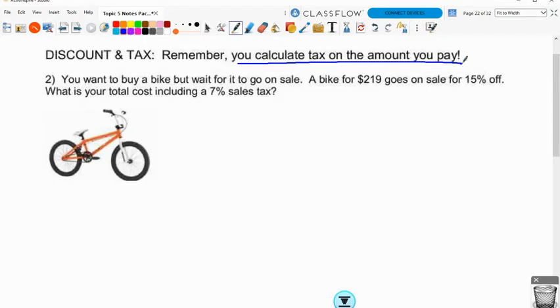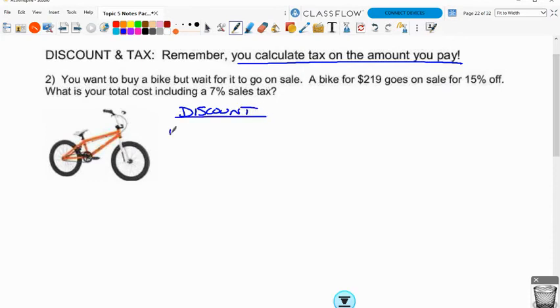All right, so in example 2, you want to buy a bike, but you wait for it to go on sale. A bike for $219 goes on sale for 15% off. We want to know, what is your total cost going to be, including a 7% sales tax? Okay, so in order to get the total cost, we have to know how much the tax is. But in order to know how much the tax is, we have to know how much the subtotal is. But in order to get the subtotal this time, remember there's a discount. We're not paying all $219 because there's a 15% discount. So we have to start by finding the amount of discount.